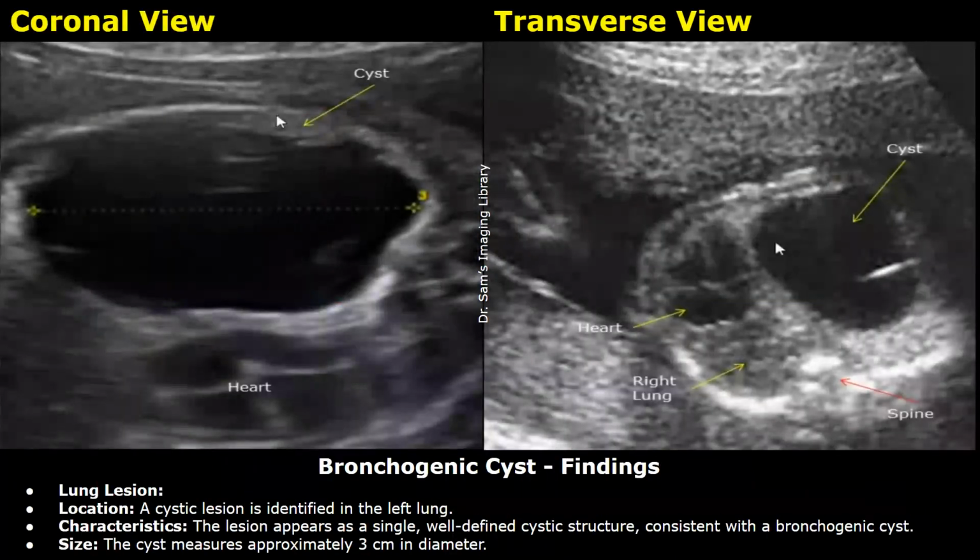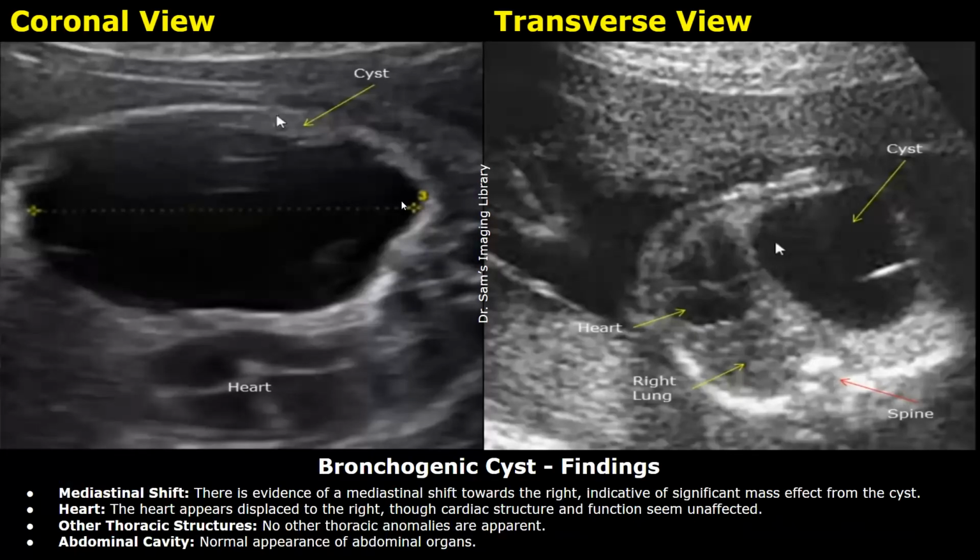Now we have bronchogenic cyst. These are the findings. Lung lesion. Location: a cystic lesion is identified in the left lung. Characteristics: the lesion appears as a single, well-defined cystic structure consistent with a bronchogenic cyst. The cyst measured approximately 3 centimeters in diameter.